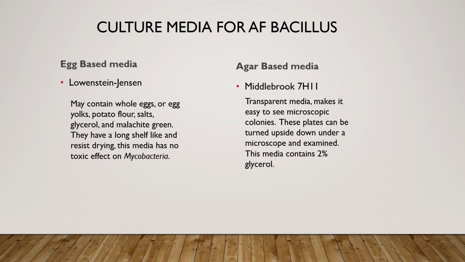An agar-based media that we would use is called Middlebrook 7H11. The media itself is transparent, and we can see the microscopic colonies underneath a microscope when they first start to grow, and so it's a nice media for rapidly identifying slow growers like Mycobacterium.